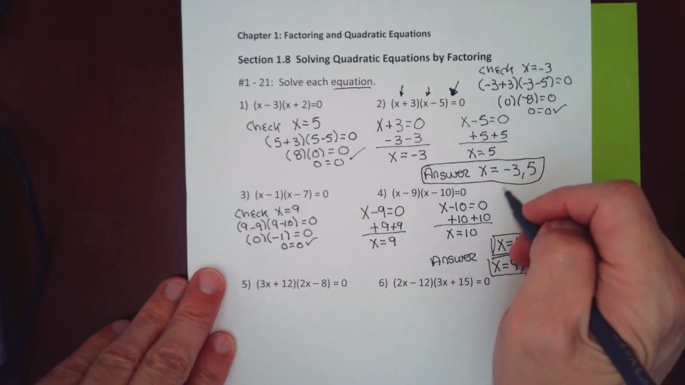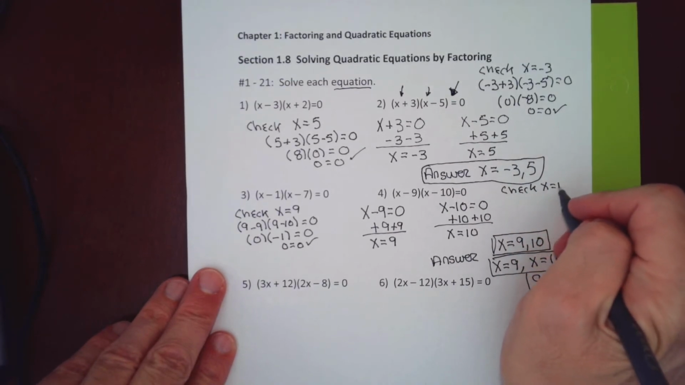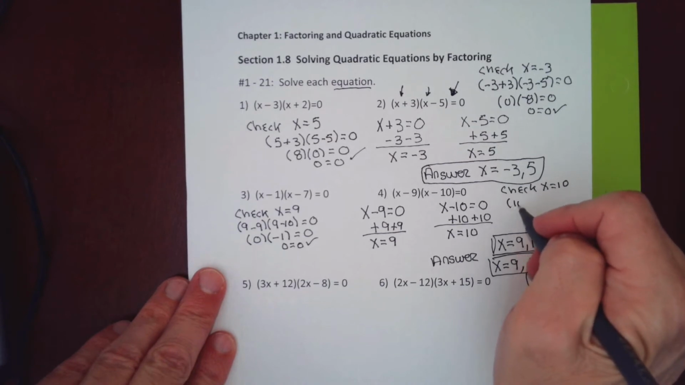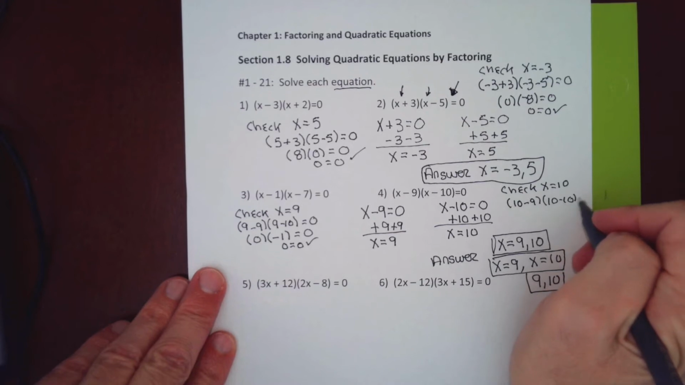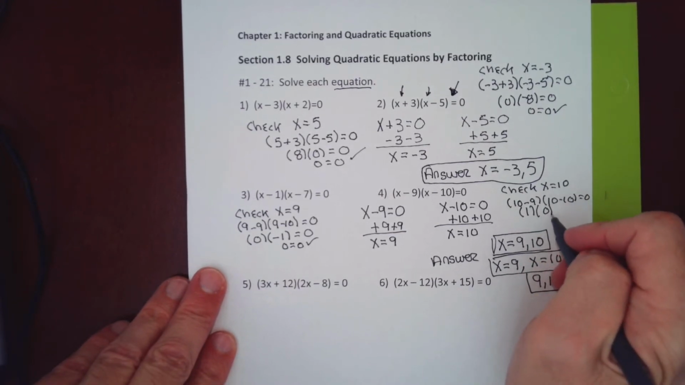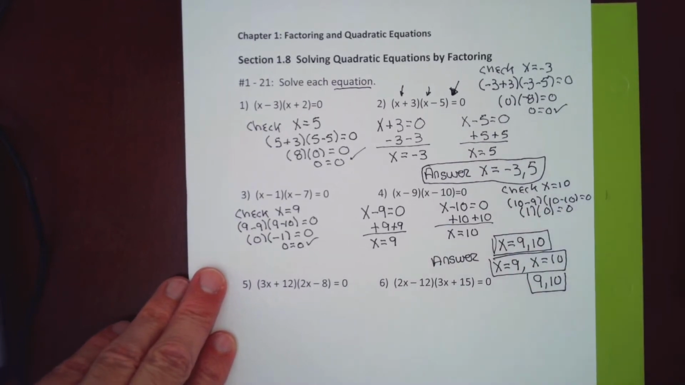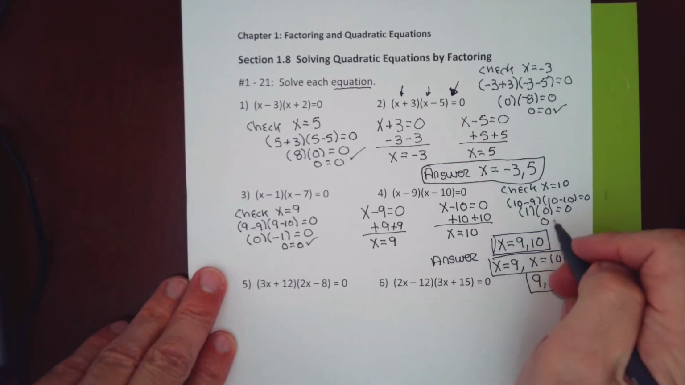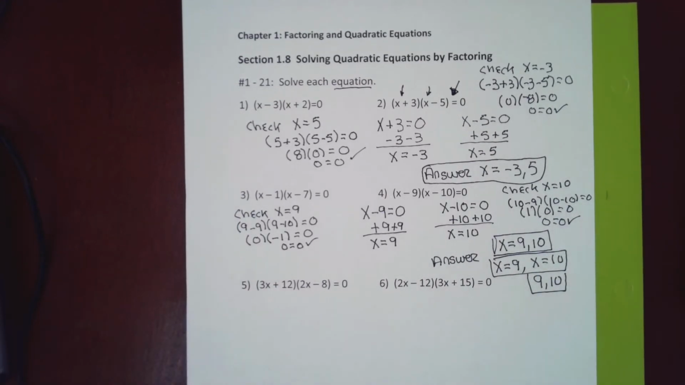If I plug in 10, I'd have to go 10 minus 9 times 10 minus 10, and that would have to be 0. This is going to give me 1 times 0. Again, the only way the left side is going to come out to 0 when I plug numbers in for x's is if one of the factors turns into 0. And it does, and this will give me a big old check. I might start checking on my calculator to speed up the process when I choose to check.